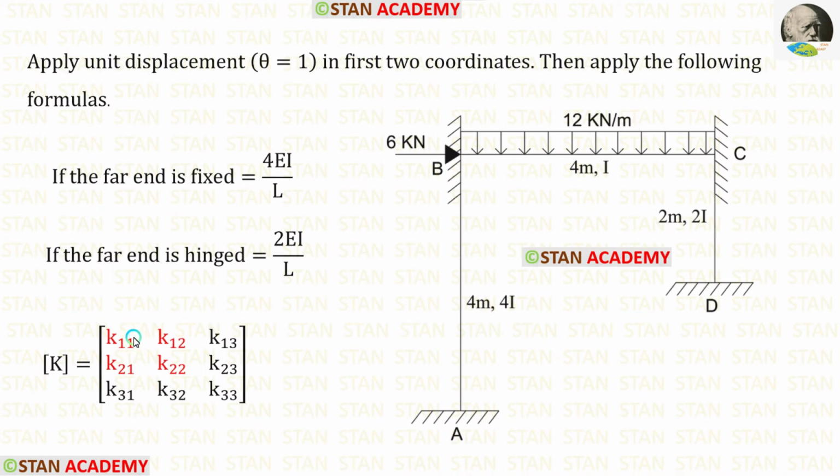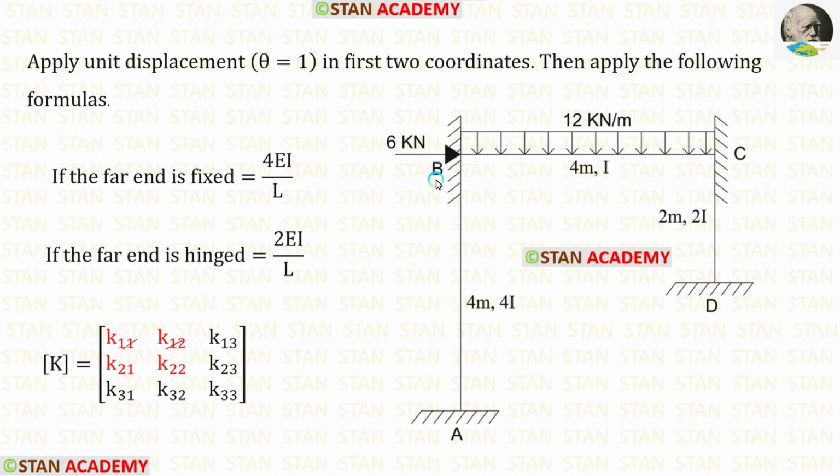In the stiffness matrix, now we are going to find these four values. For that, we have to apply unit displacement in the first two coordinates. Then we can use the formulas. If the far end is fixed, the formula is 4EI upon L. If the far end is hinged, the formula is 2EI upon L. Now let us find K11 and K12. For that we have to apply unit displacement in the first coordinate.